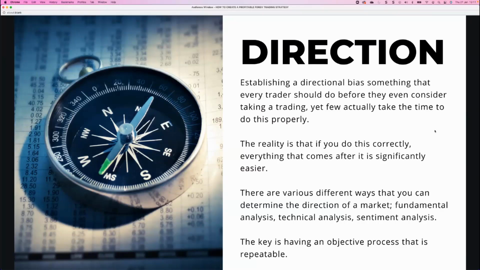How is that going to affect the markets? That's a little bit more difficult to understand, but it's very powerful when you do understand it. All right. But the key is obviously to have a process that is repeatable.